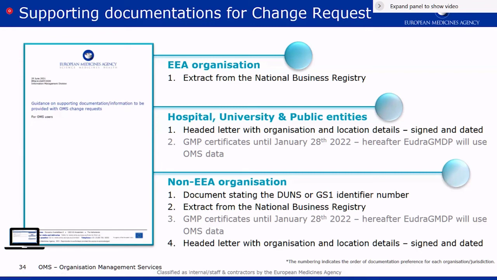We will, of course, proceed with the validation process, trying to validate the record, but we understand that for some cases, for example, when we talk about a manufacturer, imagine we already have a manufacturer in the system, but the organization is changing buildings. The new address is not available in the business registry, but we're not going to block the user from creating the data that he needs for the regulatory procedure. For that reason, we accept a headed letter, with both organization and location details available.